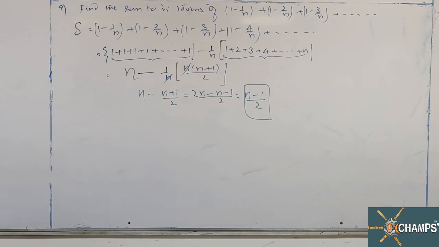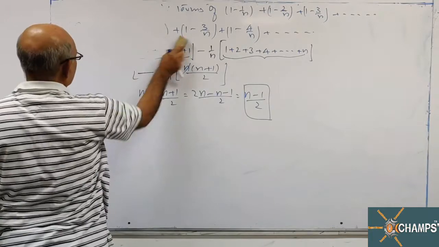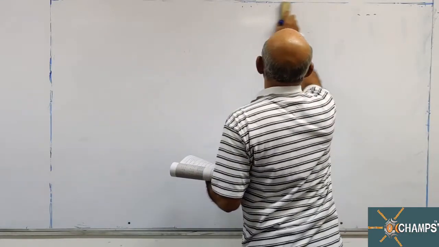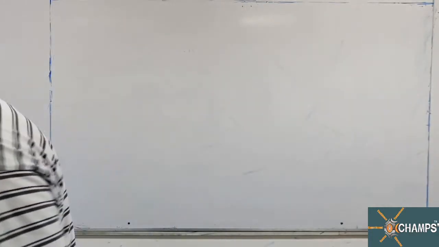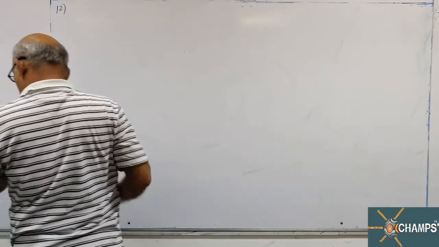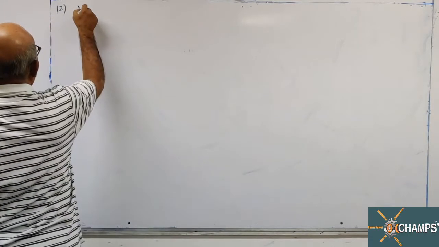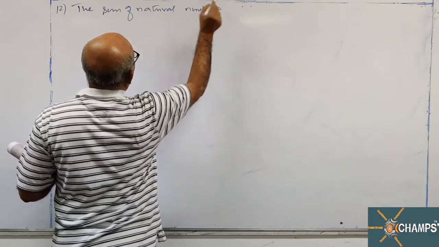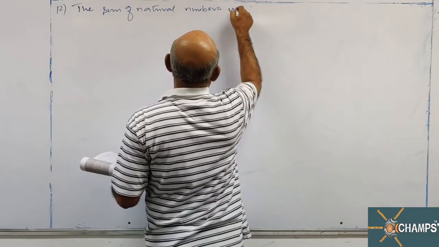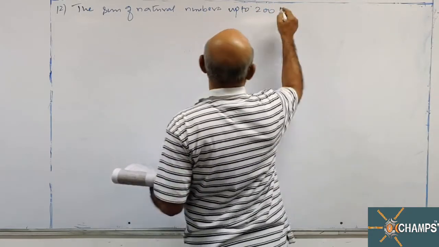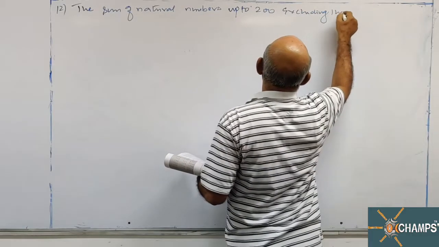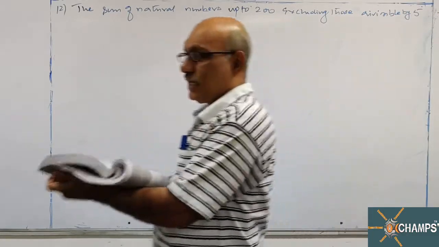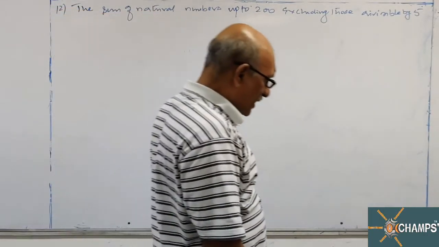Look at the next, the 12th question. The sum of natural numbers up to 200, excluding those divisible by 5. This is my next question.